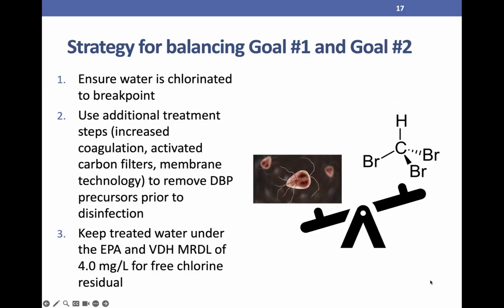In summary, here is a high-level strategy for operators to balance the goals of ensuring disinfection and avoiding DBP formation. First, operators must ensure that water is chlorinated to breakpoint. Second, operators may use additional treatment steps as needed, such as increased coagulation, activated carbon filters, or membrane technology to remove DBP precursors prior to disinfection. This helps avoid DBP formation in the treatment plant. Finally, operators must keep treated water under the EPA and VDH MRDL of 4.0 milligrams per liter for free chlorine residual. This helps avoid DBP formation in the distribution system.